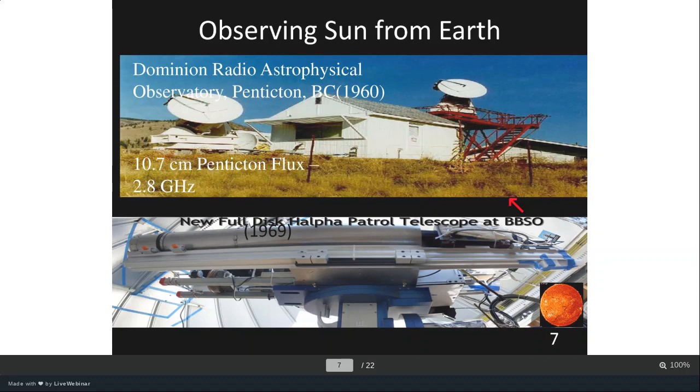These are the ground-based observatories. Dominion Radio Astrophysical Observatory is founded in 1960, located in the Canada. It observes flux at 2.8 gigahertz. Big Bear Solar Observatory is a premier university-based solar observatory in the US. It is operated by New Jersey Institute of Technology. It is established in 1969.